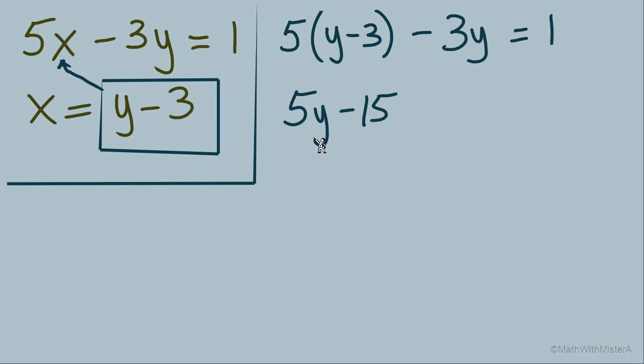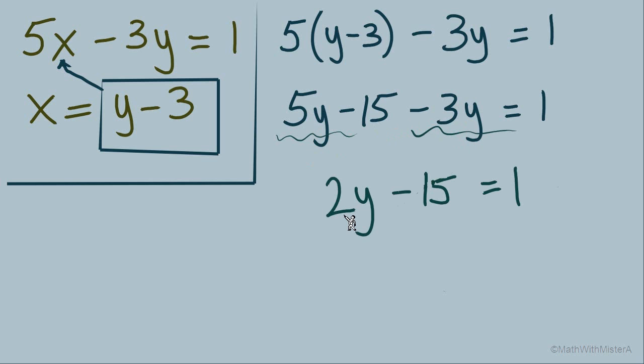5 times y is 5y. 5 times this negative 3 is negative 15. Recopy minus 3y equals 1. We've got some like terms to combine. Be cautious with your signs. We need to see a positive 5y minus 3y, or see that as a negative 3y. However you see it, we need to combine them to equal a positive 2y. And I recopied minus 15 equals 1. Just our usual steps for solving an equation with one variable. I'll add 15 to both sides to get 2y equals 16, and then divide both sides by 2.